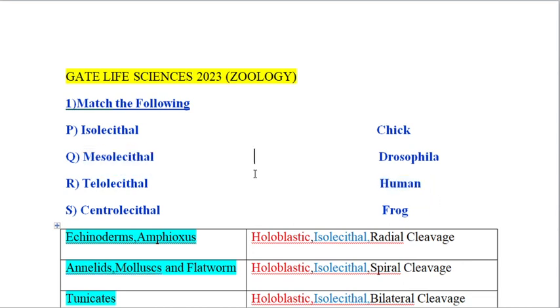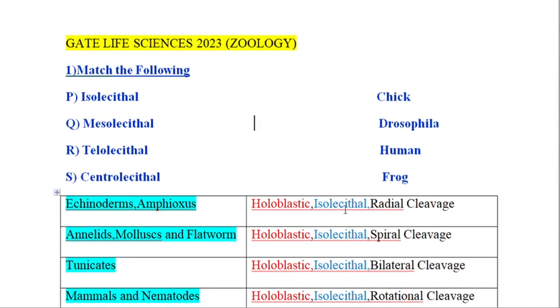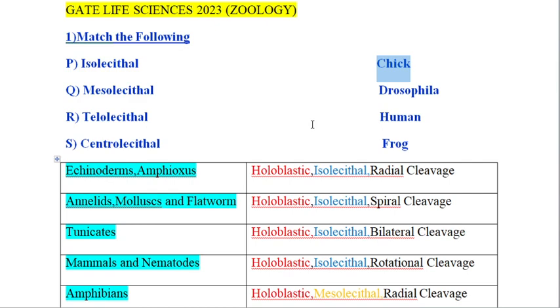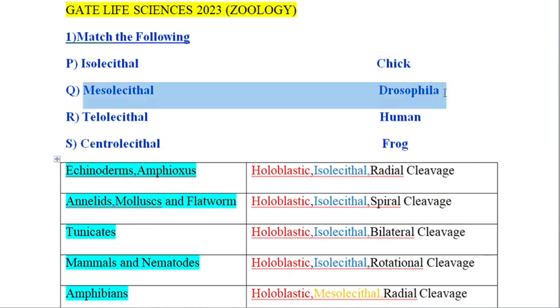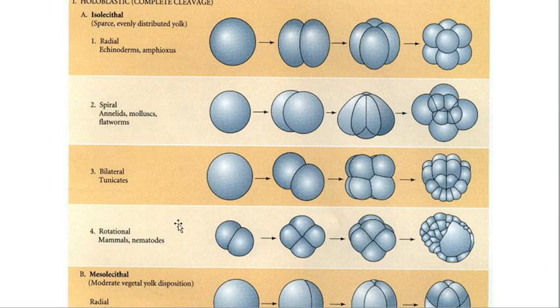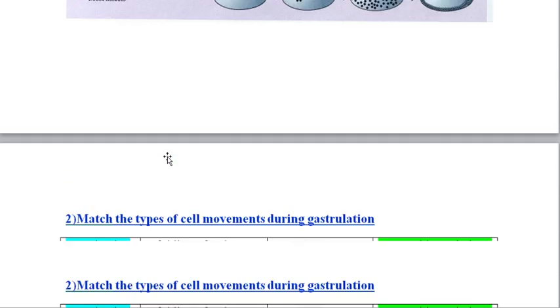Mesolecithal eggs are present in amphibians, that is frogs and salamanders, and telolecithal eggs are present in fish, reptile and birds, so it is present in chick. Centrolecithal eggs are present in insects, that is Drosophila, which is an insect. So have a look at this particular page which you can find in the Gilbert book.